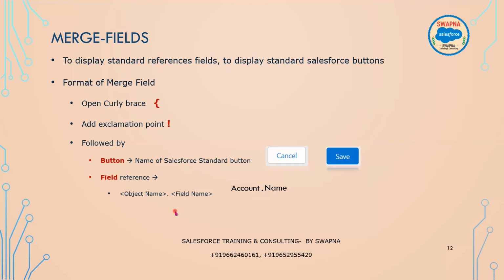Then after that, we have a close brace. So the logic will always be that merge fields always start with curly braces and an exclamation, and then if you want to get the field, you write object, and within that, whatever field data you want to bring, you can bring it. Or else, if you're talking about the command button and you want to add the functionality of the save button, you can add save here. So this is how Salesforce will understand.